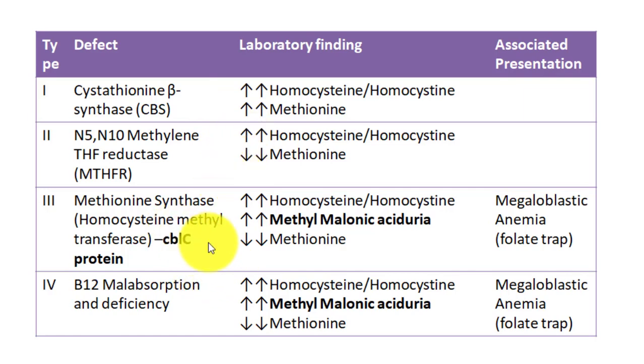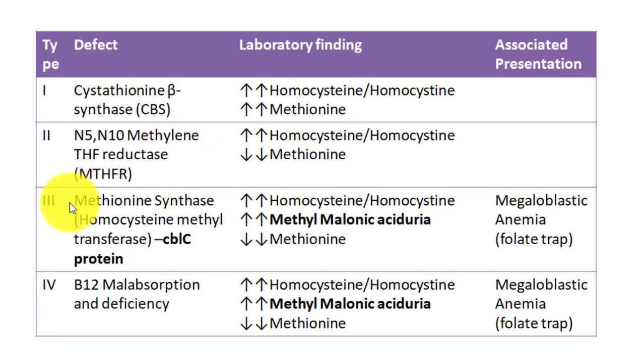Now in non-classical, there are types of homocystinuria. The second is because of MTHFR, that is methylene tetrahydrofolate reductase enzyme deficiency, and we can see homocysteine here will be very high but methionine is low.